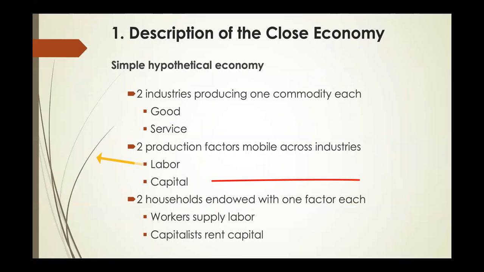The 2 factors are labor and capital, and they are mobile across the 2 industries. The 2 households are workers and capitalists. Workers are endowed with labor, and capitalists are endowed with capital.